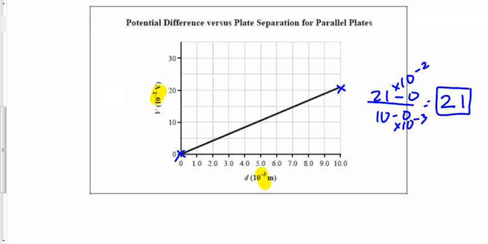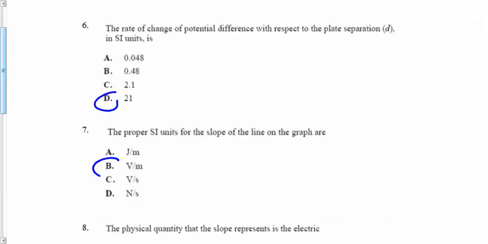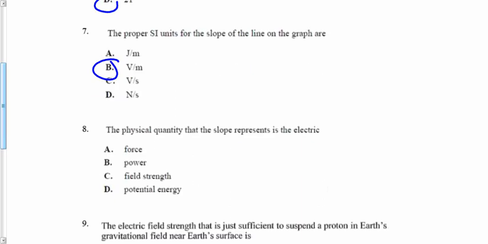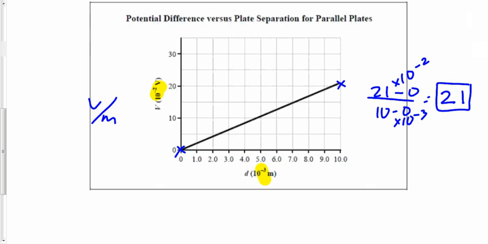The proper units for the slope of this line would be volts per meter, right? Y-axis over x-axis. So we have 21 volts per meter. The physical quantity that the slope represents, this is a good one. First time we've had to do this on a quiz, right? We've done it a couple times on lab activities. What does the slope mean?